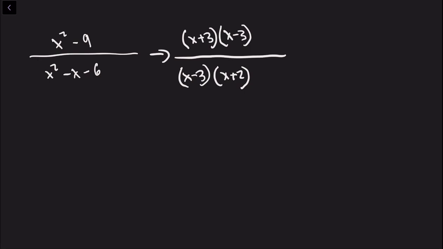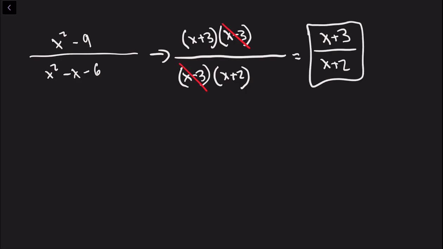Now, like I said, we can simplify this by factoring and then canceling out any common factors, any common terms that they have between them. Well, I see that both of these terms have an x minus 3. So we can cancel that out. And then we can rewrite this as x plus 3 over x plus 2, which is as simplified as we can get for this rational expression.